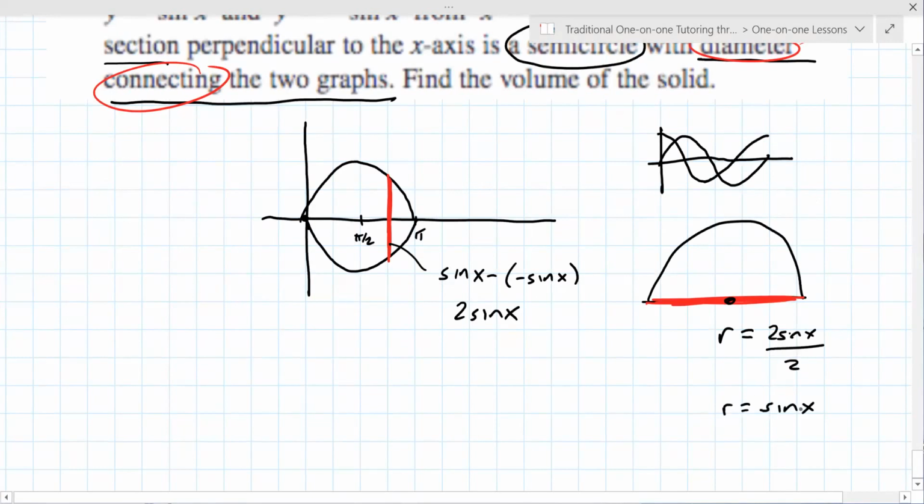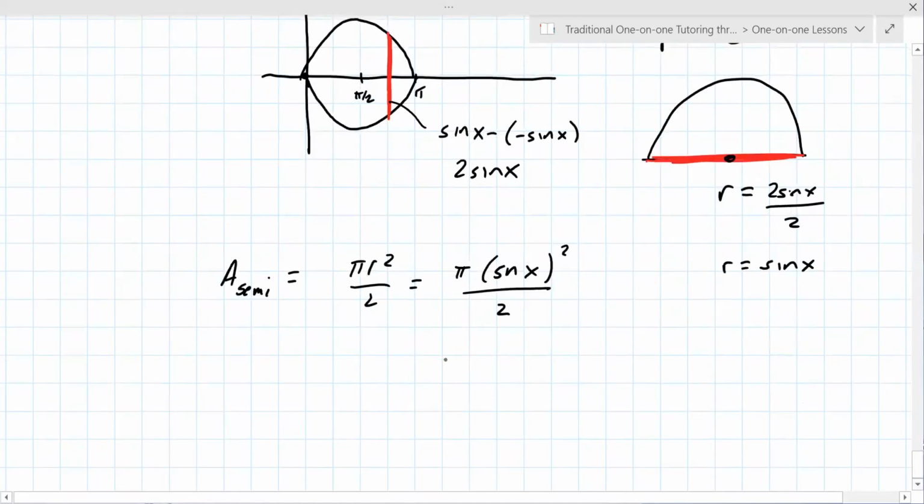Okay. And then the area of a semicircle is pi r squared divided by 2. So it's pi sine x squared divided by 2. And so this becomes pi over 2 sine squared x. And then you integrate from whatever it tells you.